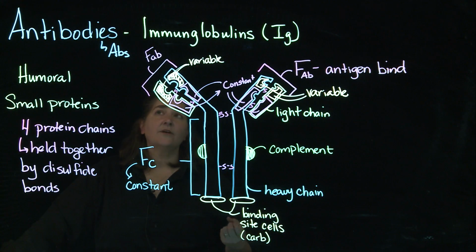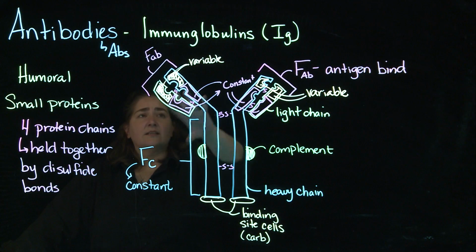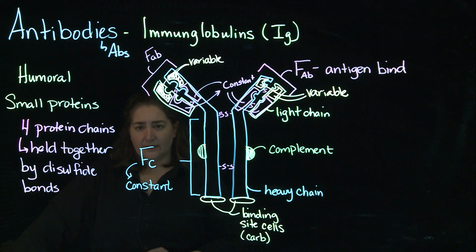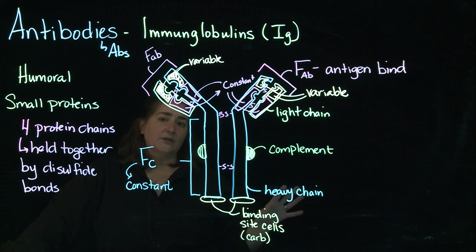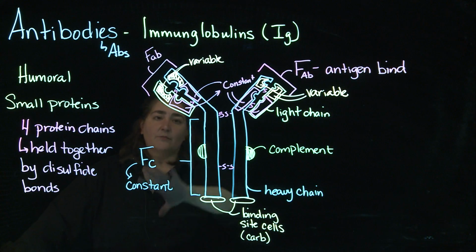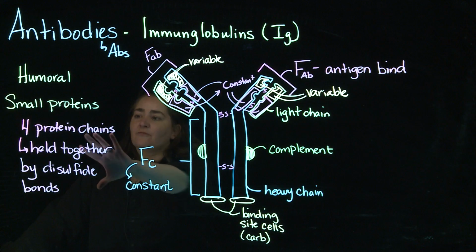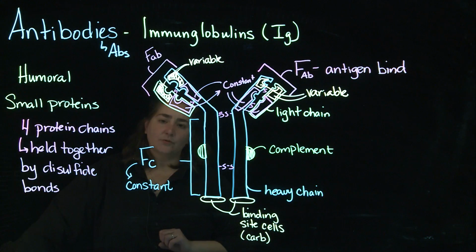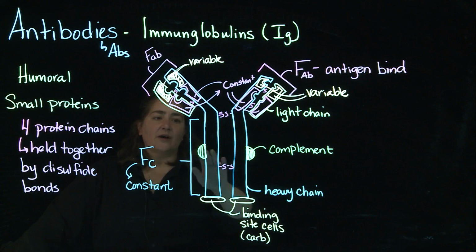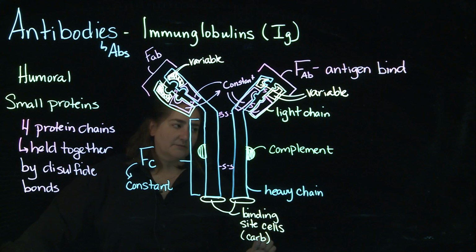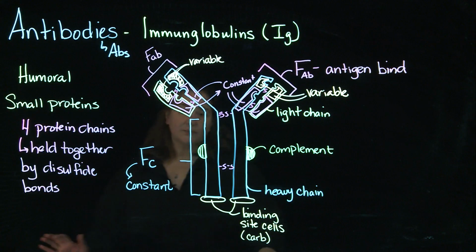These are the structures I want you to know on the antibody. I'm going to go over a little bit of detail about some of the specific immunoglobulins circulating within your body and what they do, and I want you to be familiar with that. But I want you to know the basic parts, the anatomy of the antibody, the fact that it's held together by disulfide bonds, and that this is where our complement's going to bind. If you have any questions, please let me know.